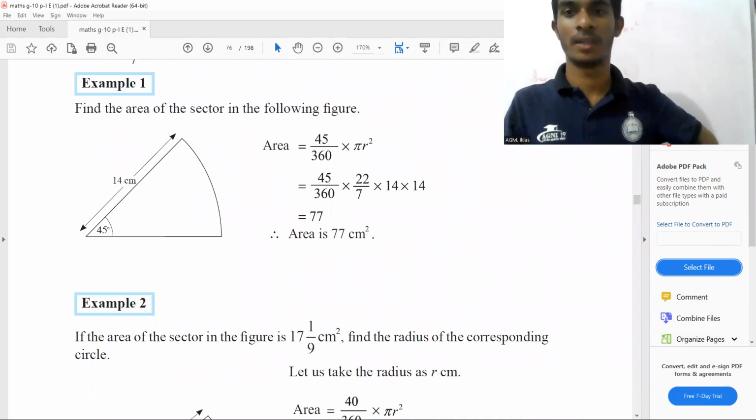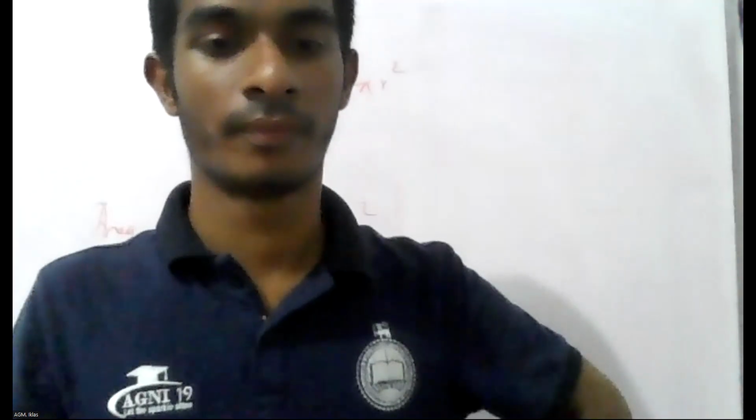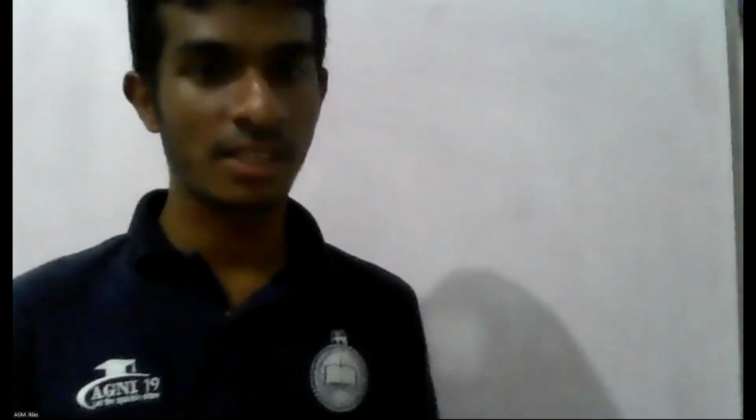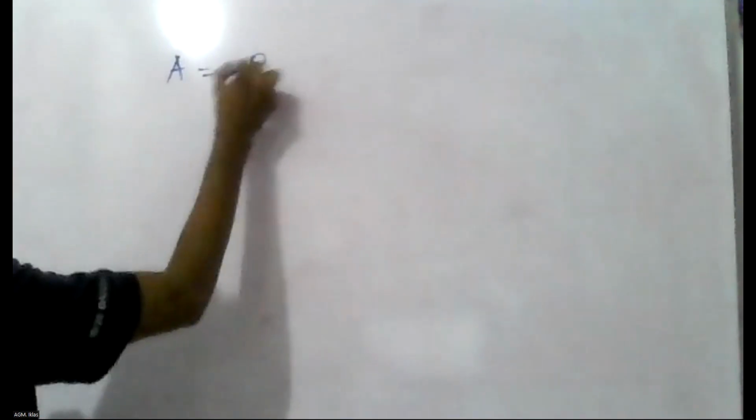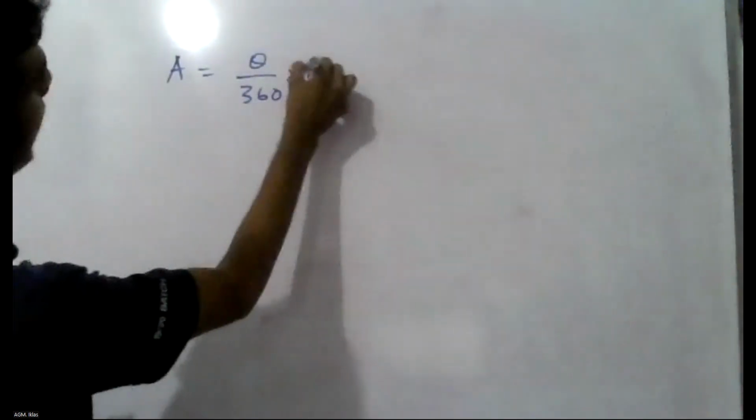Let me stop share. Right. Example number 1. Find the area of the sector in the following figure. They have given a figure. The theta is 45 and the radius is 14. So I am going to use the equation A is equal to theta by 360 into pi r square.